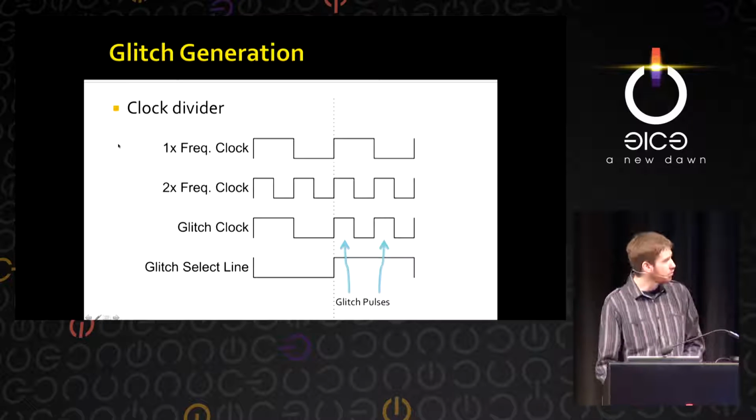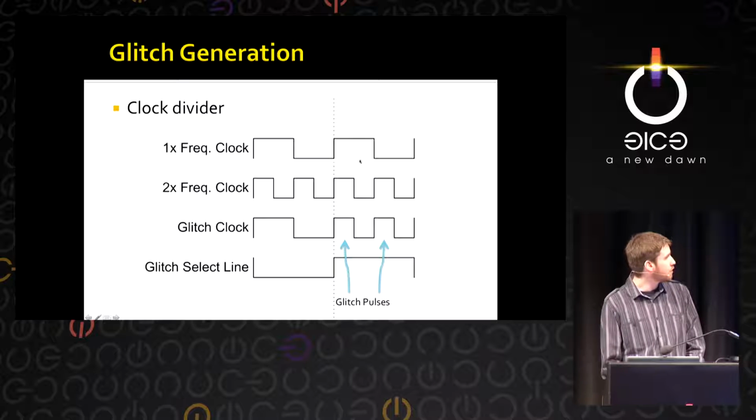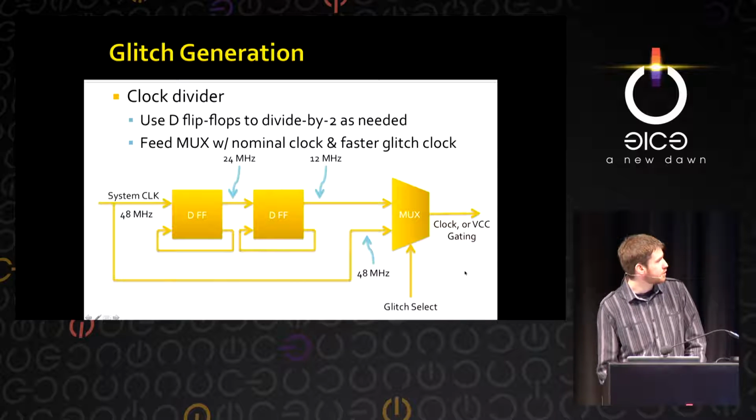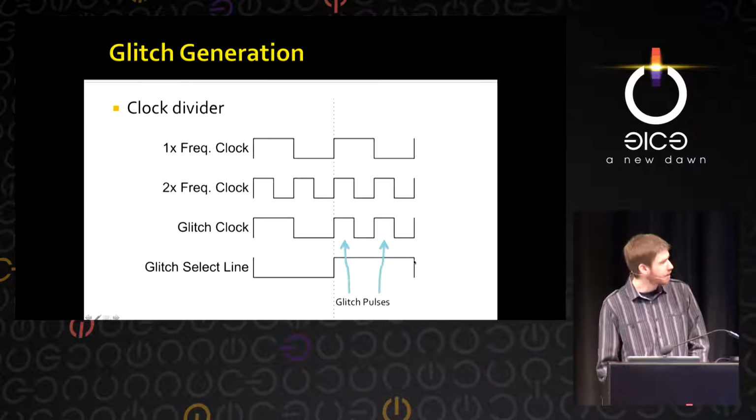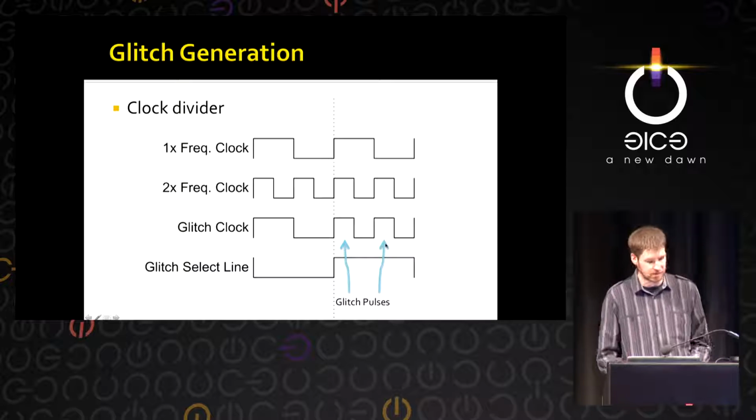So this is what the waveform would kind of look like. Let's say, here's a single speed clock and here's a double speed clock. And then when you bring your select line high, which is the select line on this multiplexer down here, then all of a sudden you will switch the actual waveform that goes to the chip from the slow to the fast. So it simply just switches between slow and fast.